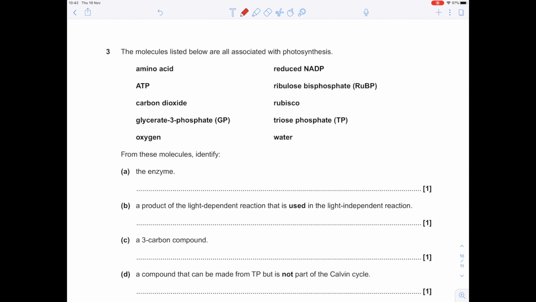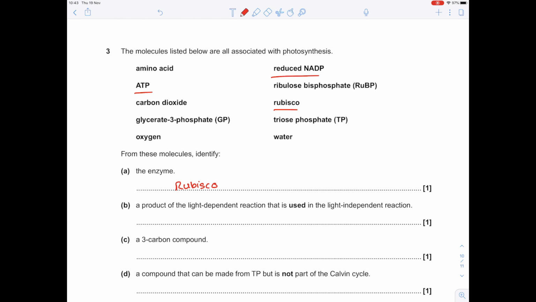The molecules listed below are all associated with photosynthesis. From these molecules, identify the enzyme. Well, this is interesting. This is really making sure that you know this in detail. That's rubisco, which annoyingly, remember most enzymes have A's in their name. Rubisco is an exception to this. A product of the light-dependent reaction that is used in the light-independent reaction. I keep talking to you about this. It's ATP or reduced NADP. It's up to you which one you put. A 3-carbon compound. Use the fact that there's a 3 in the name to help you here, so that's glycerate 3-phosphate.